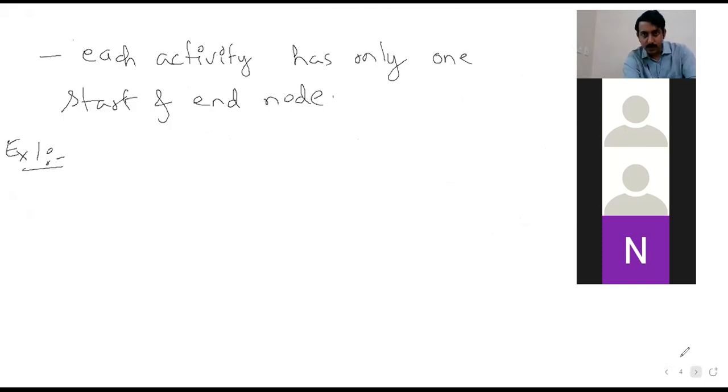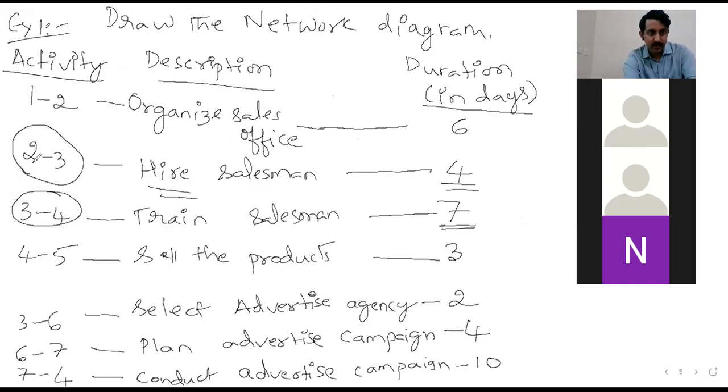Yes. So the question statement will be like this. The first column will be about the activity. Second column will be description, and the third column will be duration. Okay, sir.